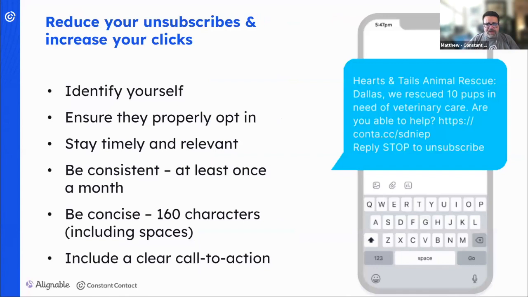Other things that you can do to help yourself with text marketing is make sure you're identifying yourself. Make sure you give people the ability to opt in and opt out. Be consistent. Don't be sending a text once in May and then the next time in August. You want to be consistent, but you don't want to overdo it. You want to have a very consistent, regular schedule. These are your VIPs, and you want to treat them with respect and not oversend to them.